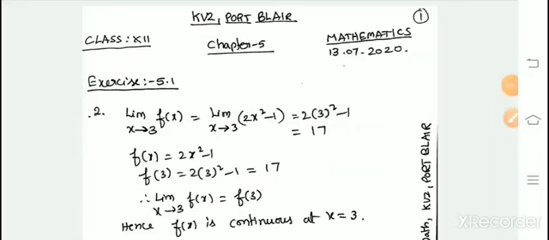In this session you are going to see the explanation for the exercise 5.1 questions of class 12th mathematics, chapter 5, related to continuity and differentiability. Exercise 5.1 is all about continuity.